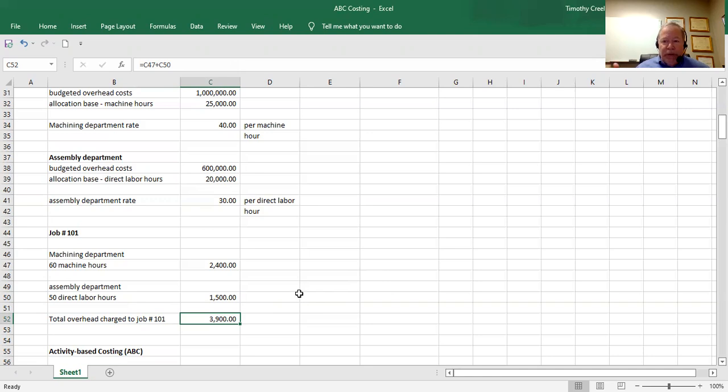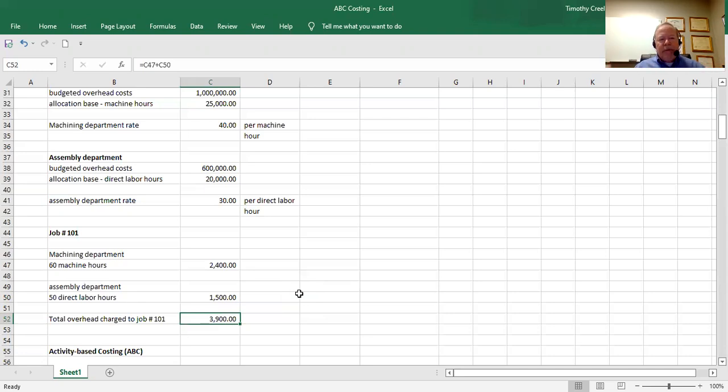Now, you could really come up with a rate for each department. So if your product went through 7 departments, you could have a rate for each department, and based on how much of that rate it used as it went through each department, you could charge it overhead based on that. In this example, I just did 2. Most companies probably have 2, 3, 4 different departments that a product goes to as it's being made.